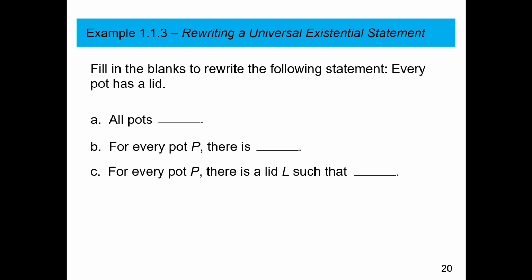All right, so if you did this: all pots have lids. For every pot P, there is a lid for P. And for every pot P, there's a lid L such that L is the lid for P. So the third one, I'm picking out a lid that fits P. The second one, I'm saying if there's a pot, then it has a lid. And the top one just says all pots have lids.